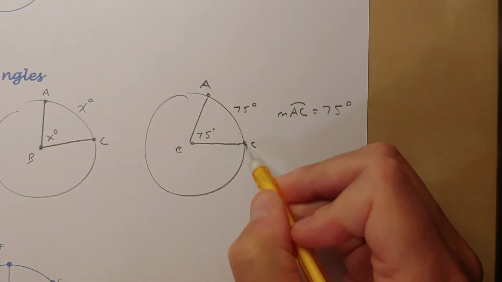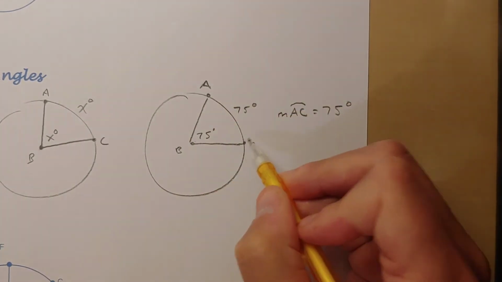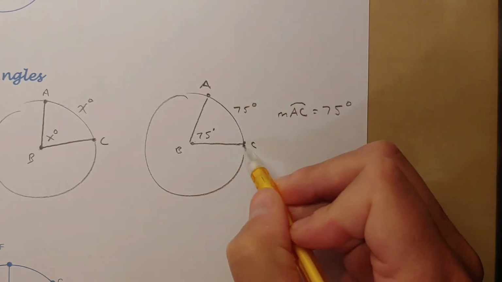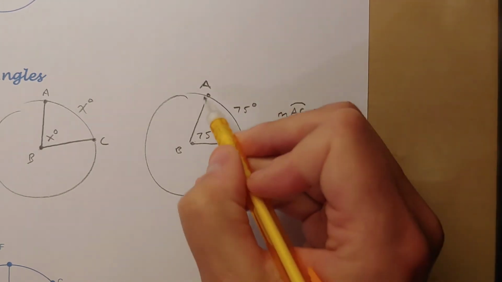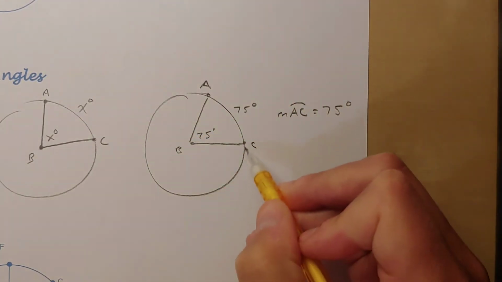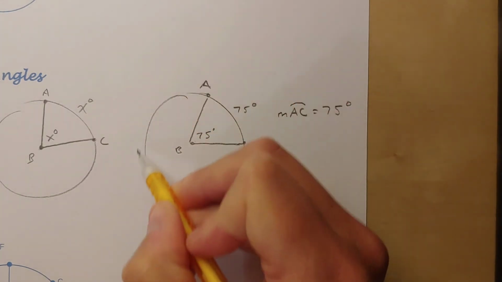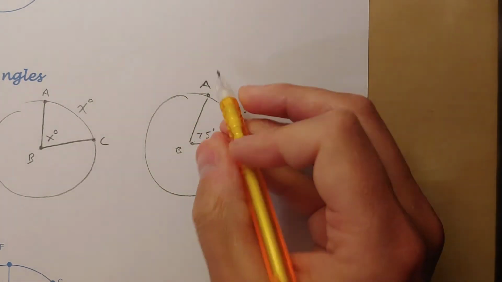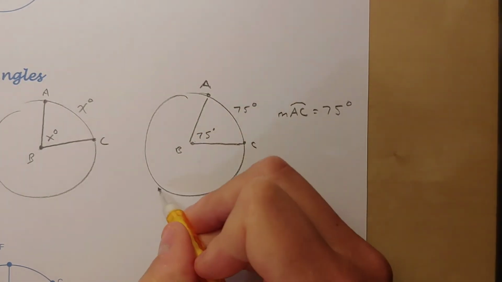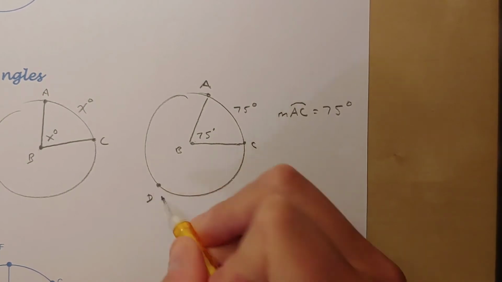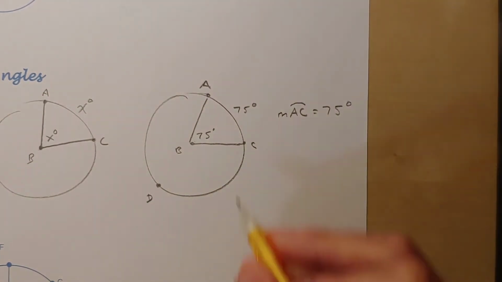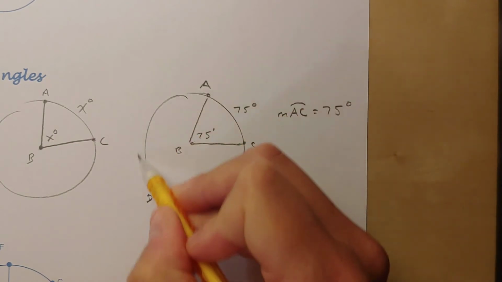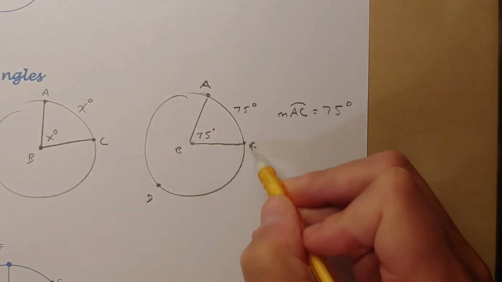When we have a central angle like this, not only do we know the measure of this, what we call a minor arc right here, we now actually also know the measure of this large major arc over here. Now, to name a major arc, remember we need 3 points. So I'm just going to throw some other point over here. We'll call it point D. And so we'll call this major arc ADC.